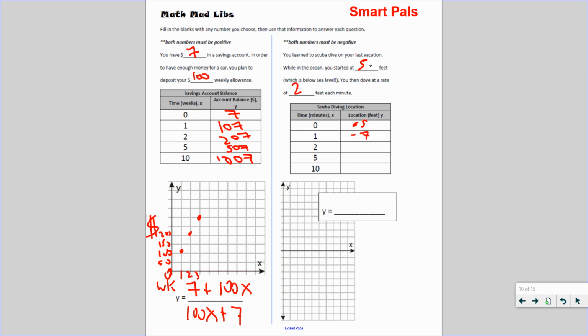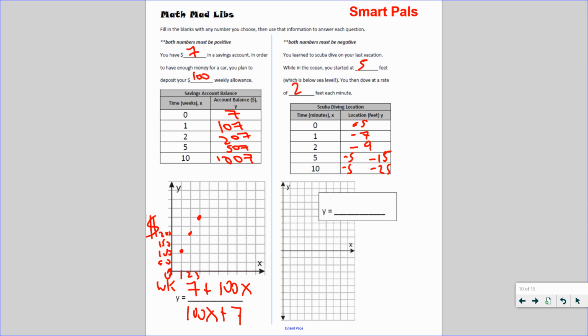You're at -5. After 2 minutes, you go down 2 more, that's -9. Then after 5 minutes, you're at -5, then you go down 2 feet each minute, that's 5 times 2, -10, so it's -15. After 10 minutes, you're at -5, and then your 2 feet per minute is 20, that's -25.